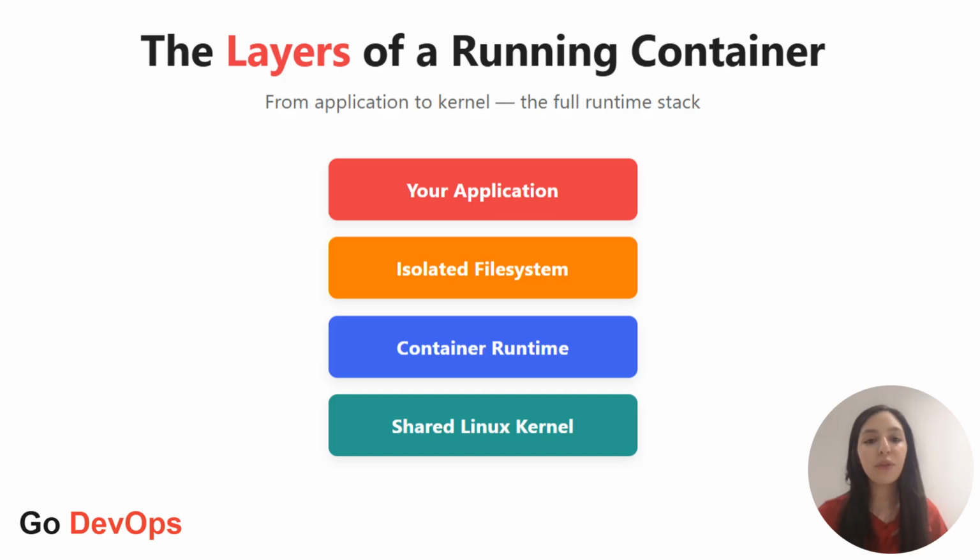And finally, everything runs on the host's shared Linux kernel. So unlike a virtual machine, there is no extra operating system. All containers share the same kernel, which makes them extremely efficient. And this stack is what gives containers their power, speed, isolation, and low overhead. This isn't a full system like a virtual machine. It's just layers of abstraction around one Linux process, made to feel like its own world.